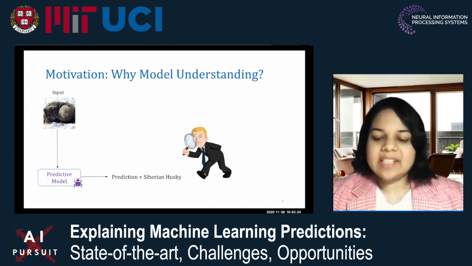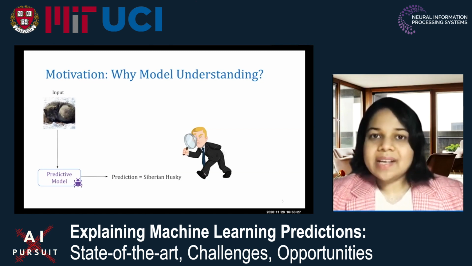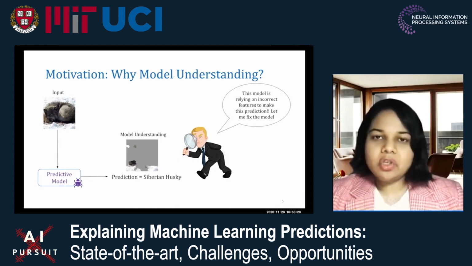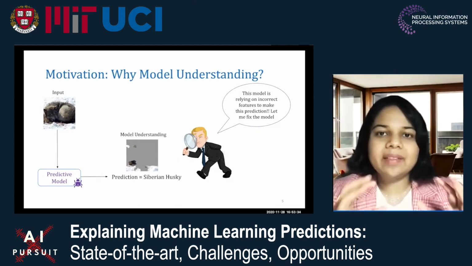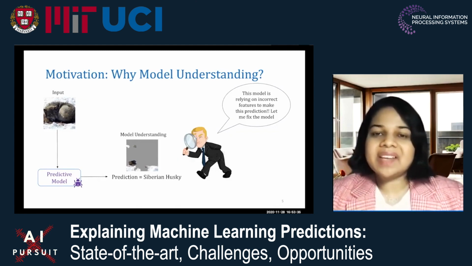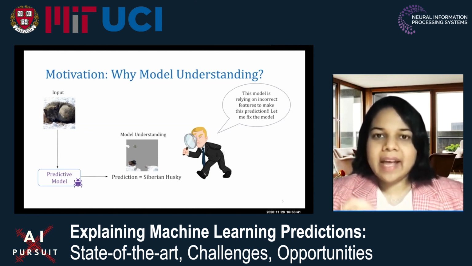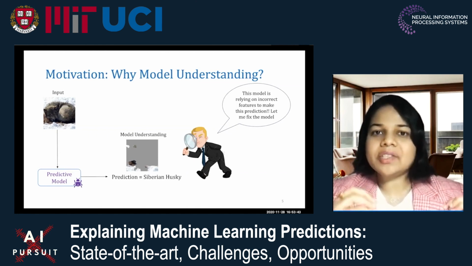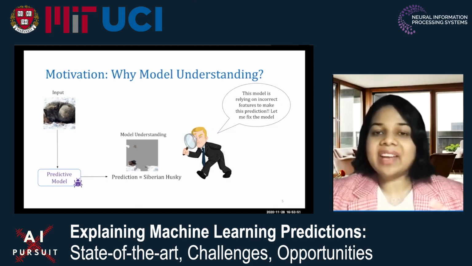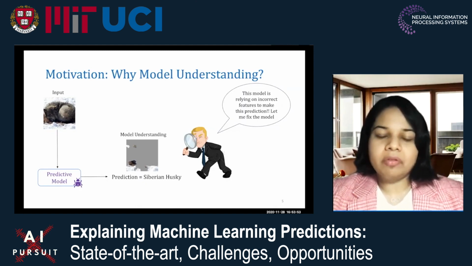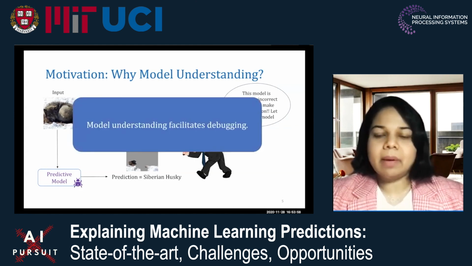Now, if we dig deeper and we try to understand how the model is making this prediction, we might realize that the model is actually using the snow in the image to tag this image as a Siberian Husky. So, this revelation has basically helped us understand that the model is relying on incorrect or spurious features when making this prediction, and we might need to go back and debug this model and improve it further. So, model understanding in this case facilitates debugging.